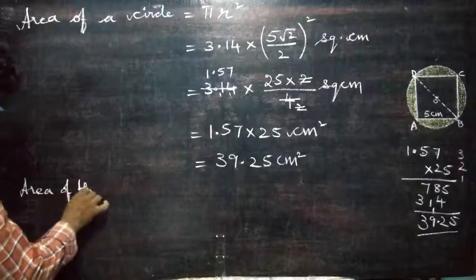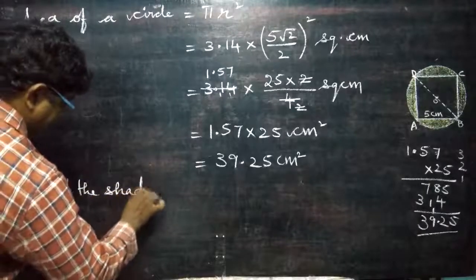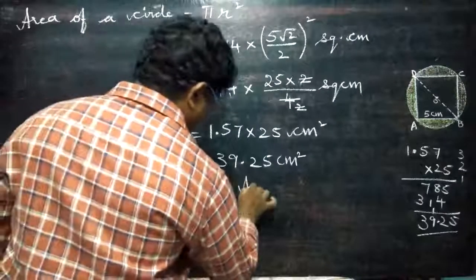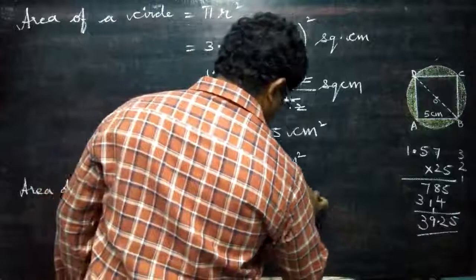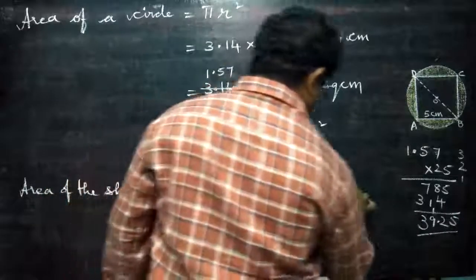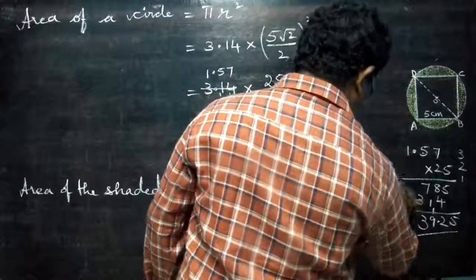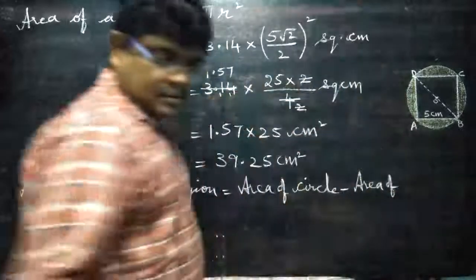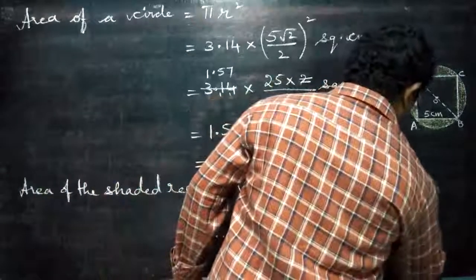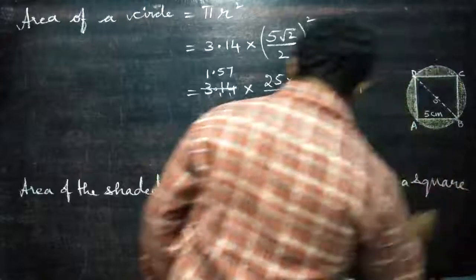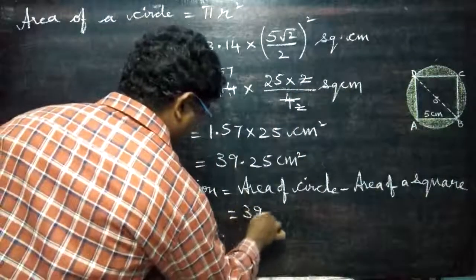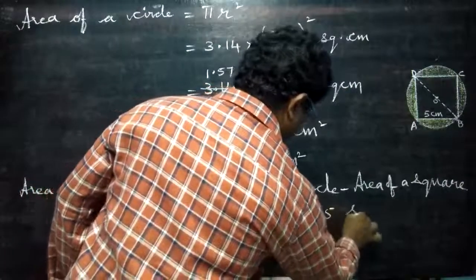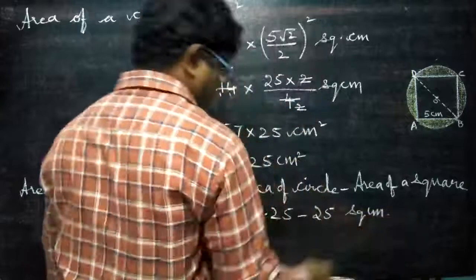Area of the shaded region means area of the circle minus area of the square. Area of the circle, how much did we get? 39.25. Area of the square, 5 fives are 25 square centimeters. Now subtract.